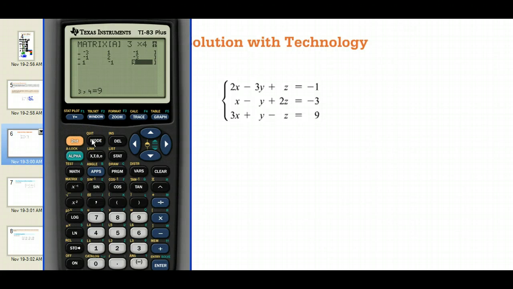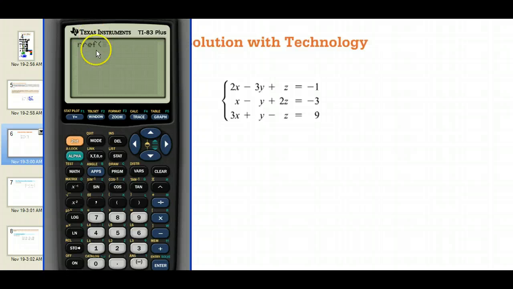Once I've got it in there, you have to back out of it. So hit second mode to come back to the main menu. And then once you're out of it, you actually have to go right back into it. So hit second X inverse, go right back into the matrix menu, but this time we're going to go to math. There's two things I'm going to show you. One is the RREF. That's the Gauss-Jordan method, it's called reduced row echelon form. I'm going to hit enter there.